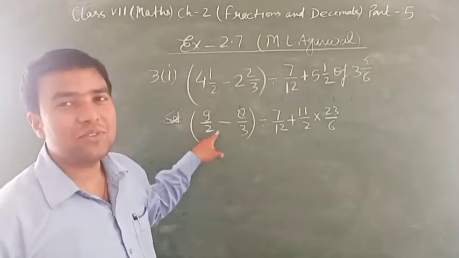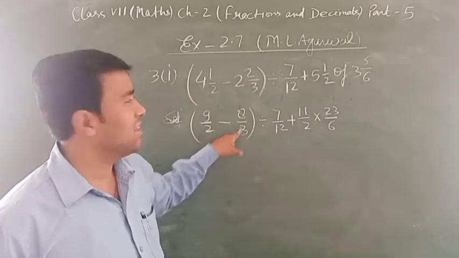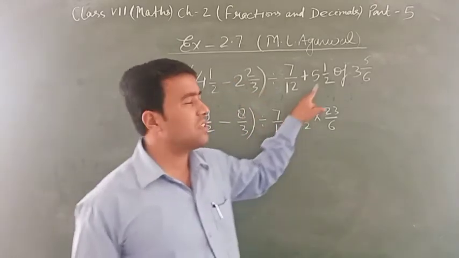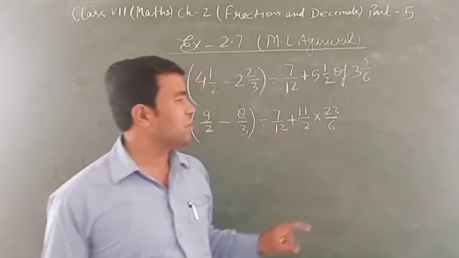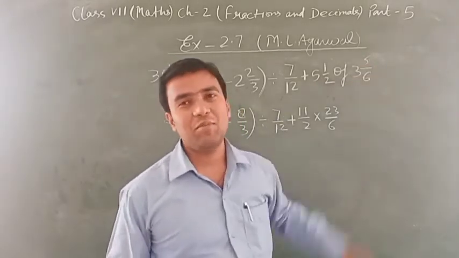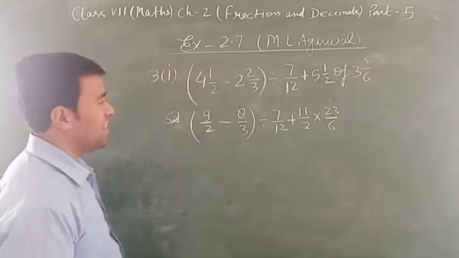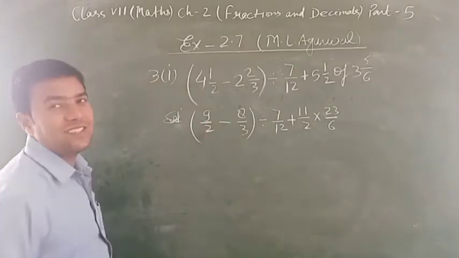So 9 by 2, 8 by 3 divided by 7 by 12 plus 11 by 2 of 23 by 6. Clear? After that take the LCM.